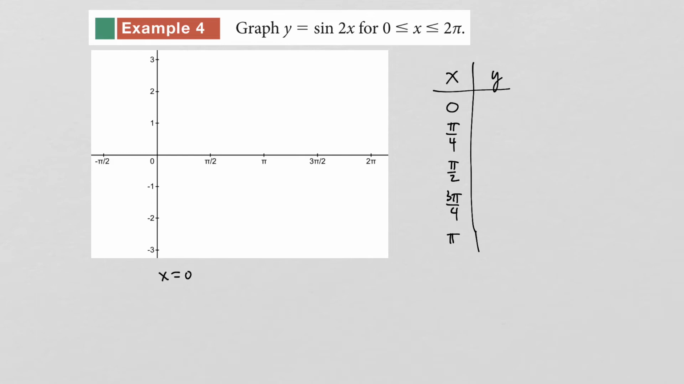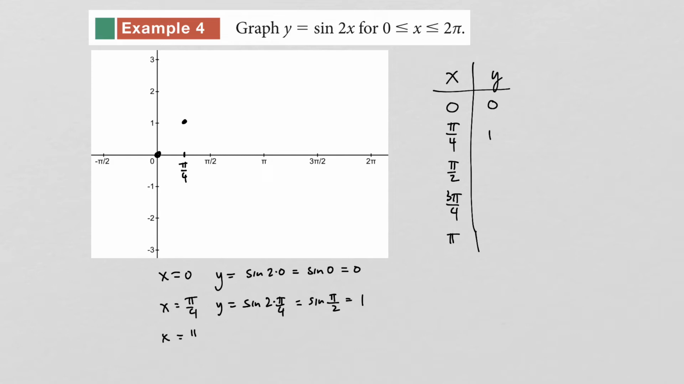So when x is 0, y is going to be sine of 2 times 0, which is the sine of 0, and the sine of 0 is 0. So that's fine, that's this point here. When x is equal to pi over 4, y is going to be the sine of 2 times pi over 4. 2 times pi over 4 is pi over 2, and we know the sine of pi over 2 is 1. So at pi over 4, which is this value right here, we have a y value of 1.